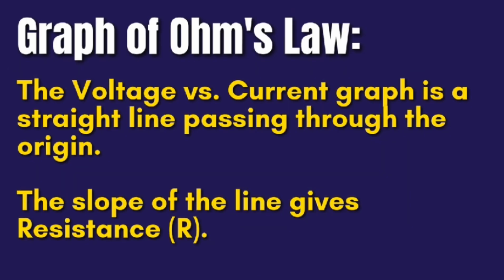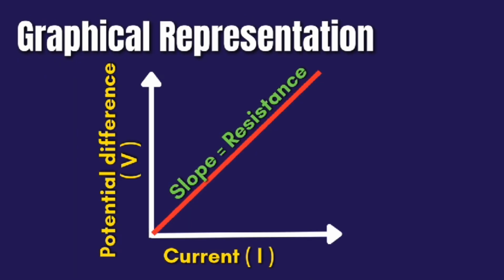Now, let us draw a graph for Ohm's law. So for a resistor with constant resistance, the voltage vs current graph is a straight line passing through the origin, and the slope of the line gives us the resistance. A steeper slope means higher resistance. Here we have shown current along the x-axis and the voltage along the y-axis.